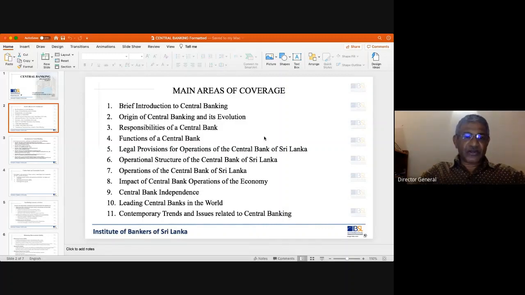Now, if we go to the fifth one, there we can see legal provisions for operations of the Central Bank of Sri Lanka. Now we have shifted from a central bank to the Central Bank of Sri Lanka. Why? Because the most relevant central bank for us is the Central Bank of Sri Lanka, because we are living in the Sri Lankan monetary system. In the Sri Lankan monetary system, the monetary authority is the Central Bank of Sri Lanka. Therefore, we should know more about the Central Bank of Sri Lanka than about other central banks.